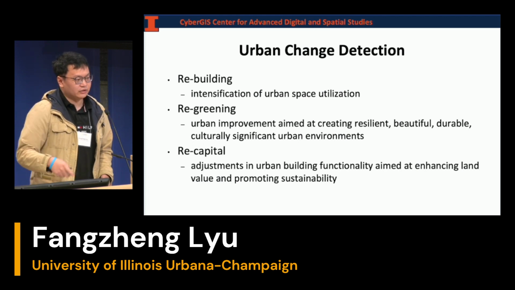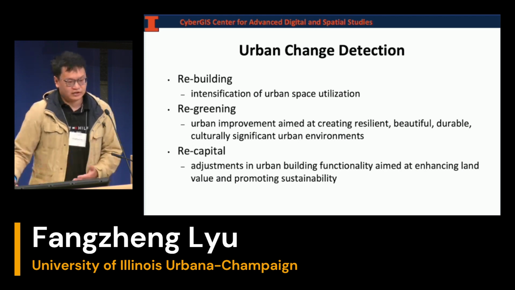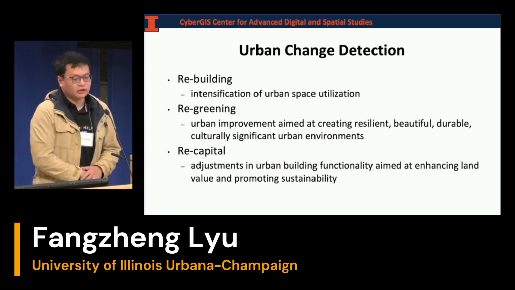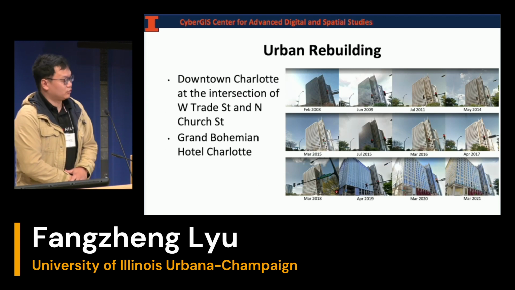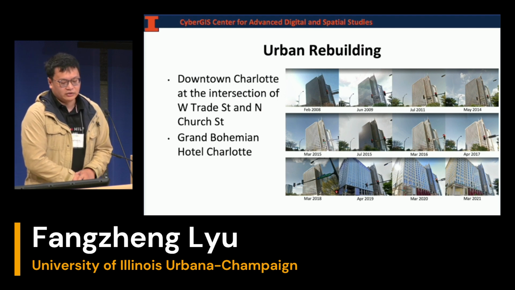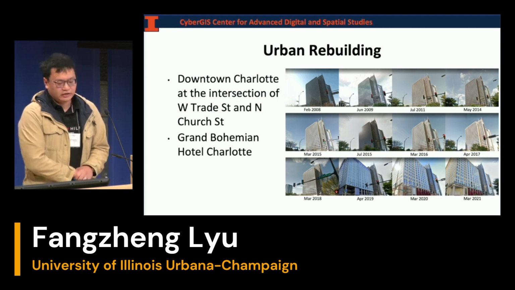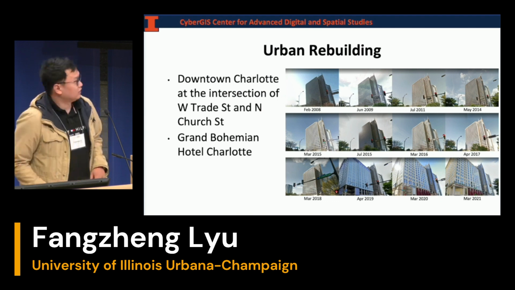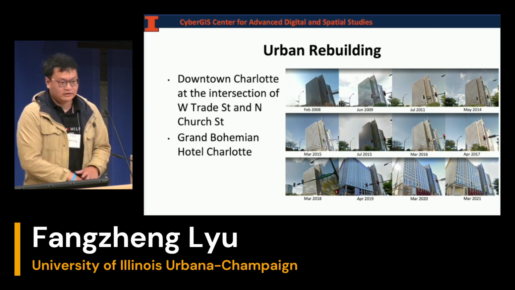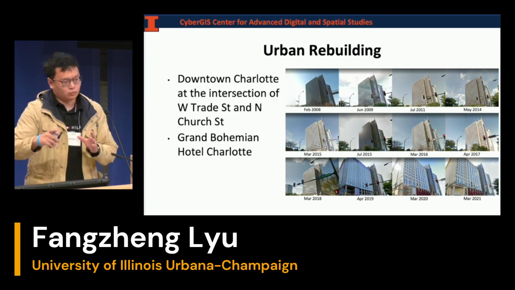So we dig into our data set to look for something that can represent these 3 types of urban changes. The first thing is very straightforward, the urban rebuilding. We found this example in our data set located in downtown Charlotte at the intersection of West Trade Street and North Church Street. As you can see, the first image was collected in February 2008, and the last one was collected in March 2021. There is about 1 image collected every year, but it depends.